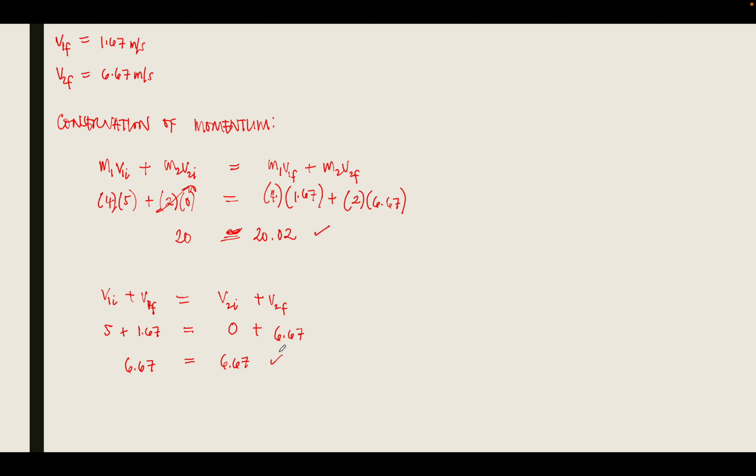Which means our final velocities of these two balls are 1.67 for the V1 final, and V2 final is 6.67. And also, for the perfectly elastic collision, the momentum as well as the kinetic energy of these two balls are conserved. So I think that is it for our discussion regarding the elastic and inelastic collision.